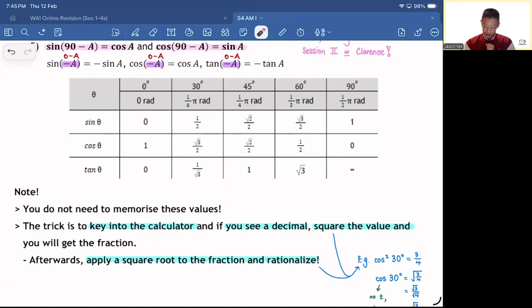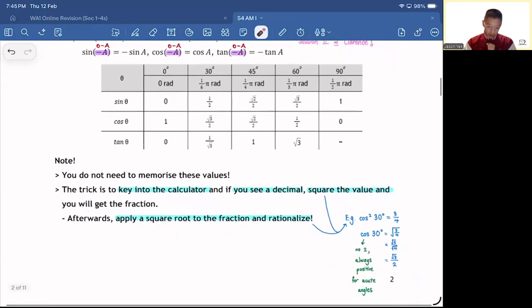Specifically, let's say if you look at my example over here. If you key into the calculator, make sure your calculator is in this case degrees. If you look at my example written in blue, all right, if you see a very long decimal, square the value. For example, cosine 30 gives 0.866025. It's okay. You square the value, you're going to get 3/4. How to get the exact value? You manually square root this and you realize there's no plus minus because we know acute angles are always positive.